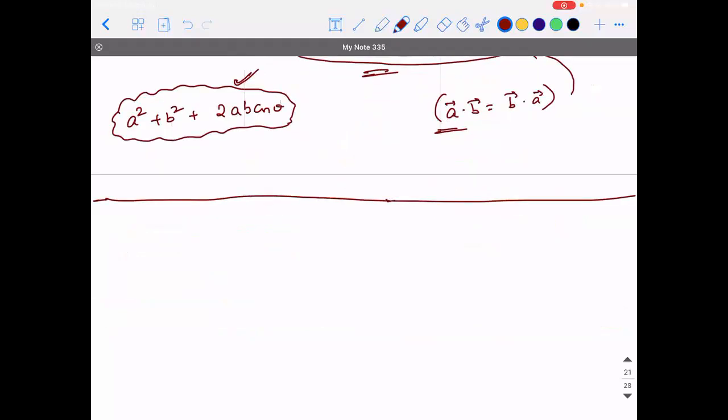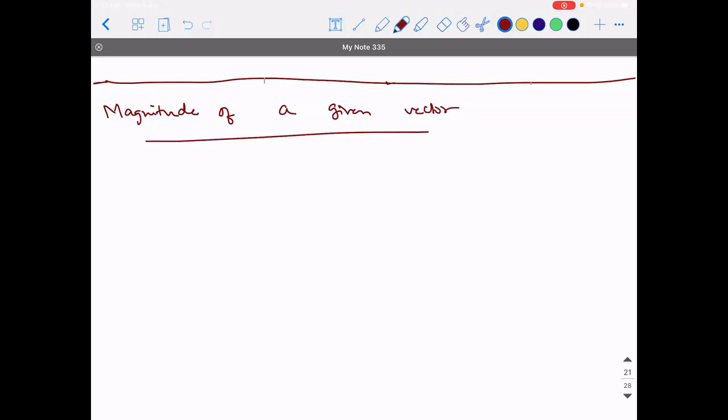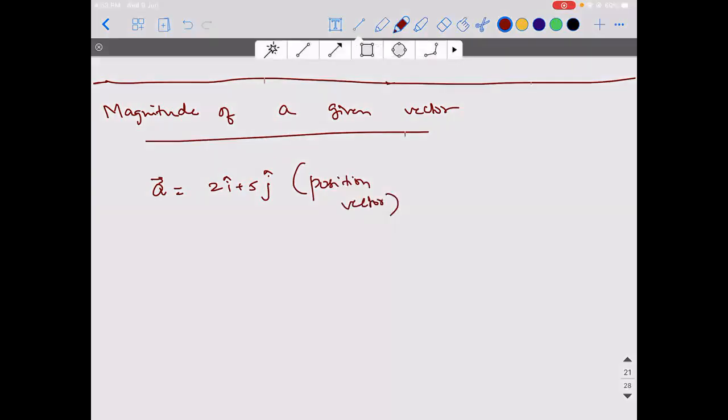Now listen. Listen to this. Magnitude of a given vector. If I take a vector is equal to 2i cap plus 5j cap, I'm starting with a two-dimensional point. So I'm saying a vector is equal to 2i cap plus 5j cap, where I'm calling this a position vector. We have already seen what is a position vector, right?